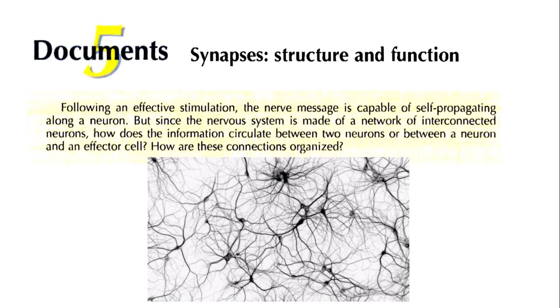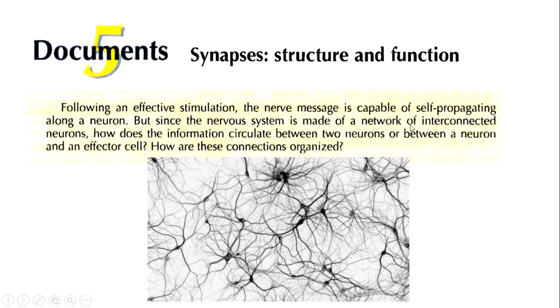For now, let's continue. We said an effective stimulation leads to the nerve message being generated. Then it is capable of self-propagating along the neuron. Again, this is an idea that we discussed before in document 3 as well, how the action potential after being formed will jump along the neuron. If it's a myelinated fiber, it will jump from node to node. If not, it will have a continuous flow till the end of the fiber. So what about the problem we have here?